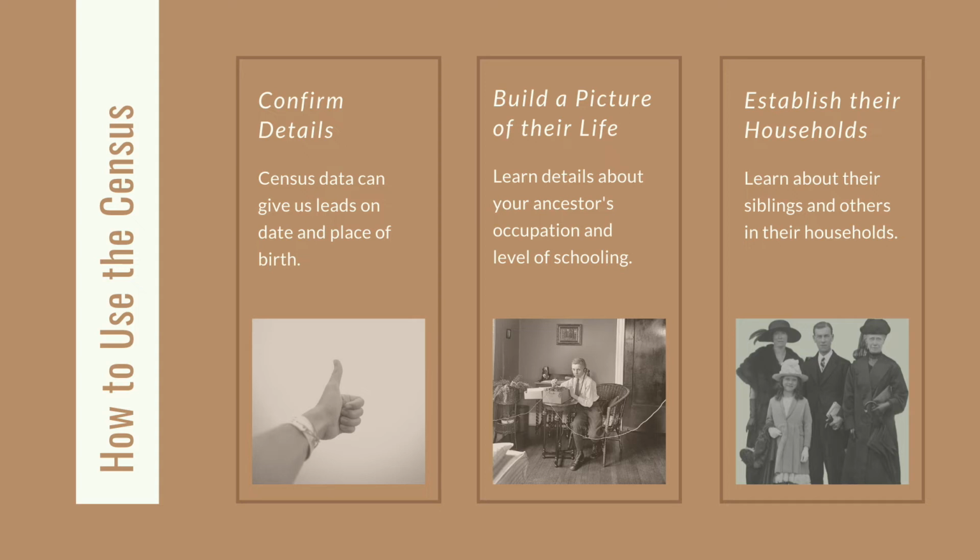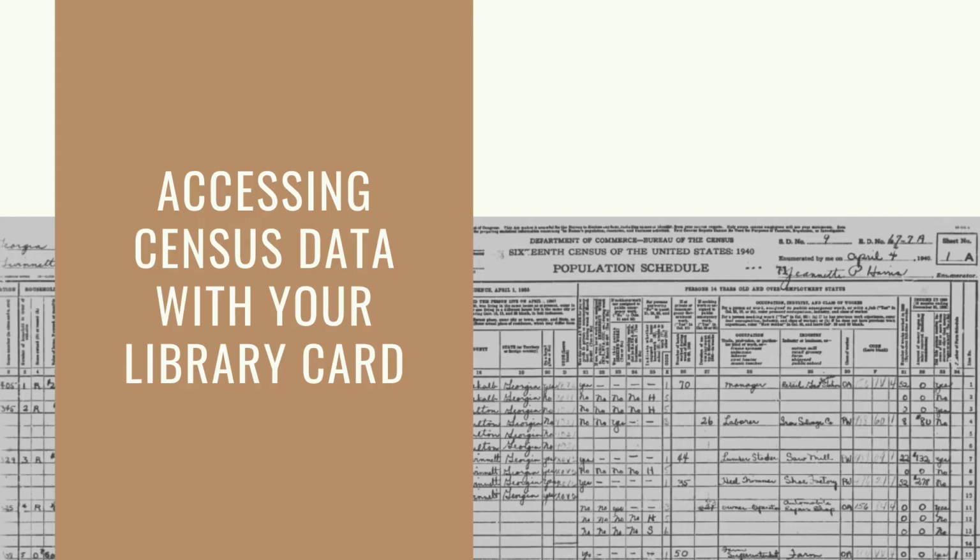What level of education did they receive? What did they do as a job? It's this sort of detail that takes someone from being just a name on a document and fleshes out our understanding of who they actually were. So how do you access that US Census data?